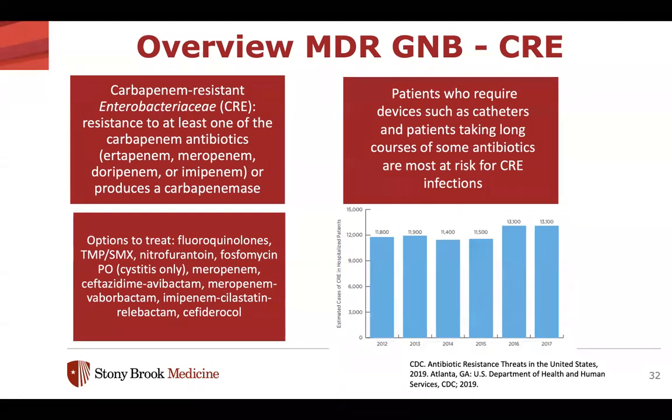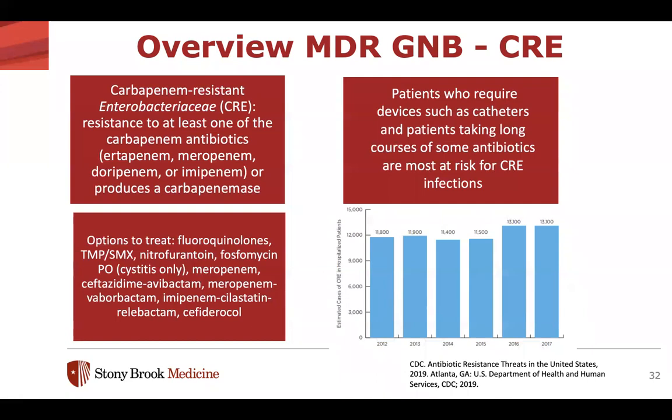Options to treat CRE would be meropenem, ceftazidime-avibactam, and cefiderocol. Since it's carbapenem-resistant Enterobacteriaceae, why would you use a carbapenem to treat CRE? You would only use extended infusion meropenem to treat CRE if it's meropenem susceptible, but it would have to be the extended infusion. On the bottom, I have another prevalence graph, showing estimated cases of CRE in hospitalized patients from 2012 to 2017. Continued strategies have prevented further spread of some types of CRE in the United States, but continued action is needed because, as you can see on the graph, it's very stagnant from 2012 to 2017.